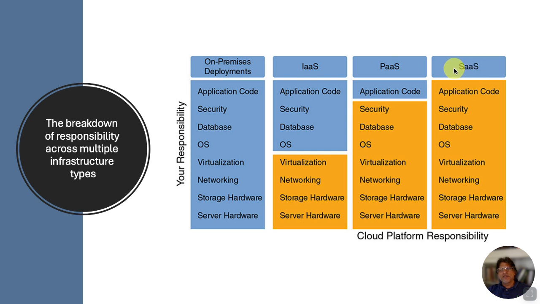SaaS, which is software as a service, in which case you have everything being done by the cloud provider, including the application code. You're just subscribing to a certain software that you need. You don't need to take care of the application code at all, and they'll do everything for you. So these are the different choices you have to make, whether you're going to go infrastructure as a service, or platform as a service, or software as a service.